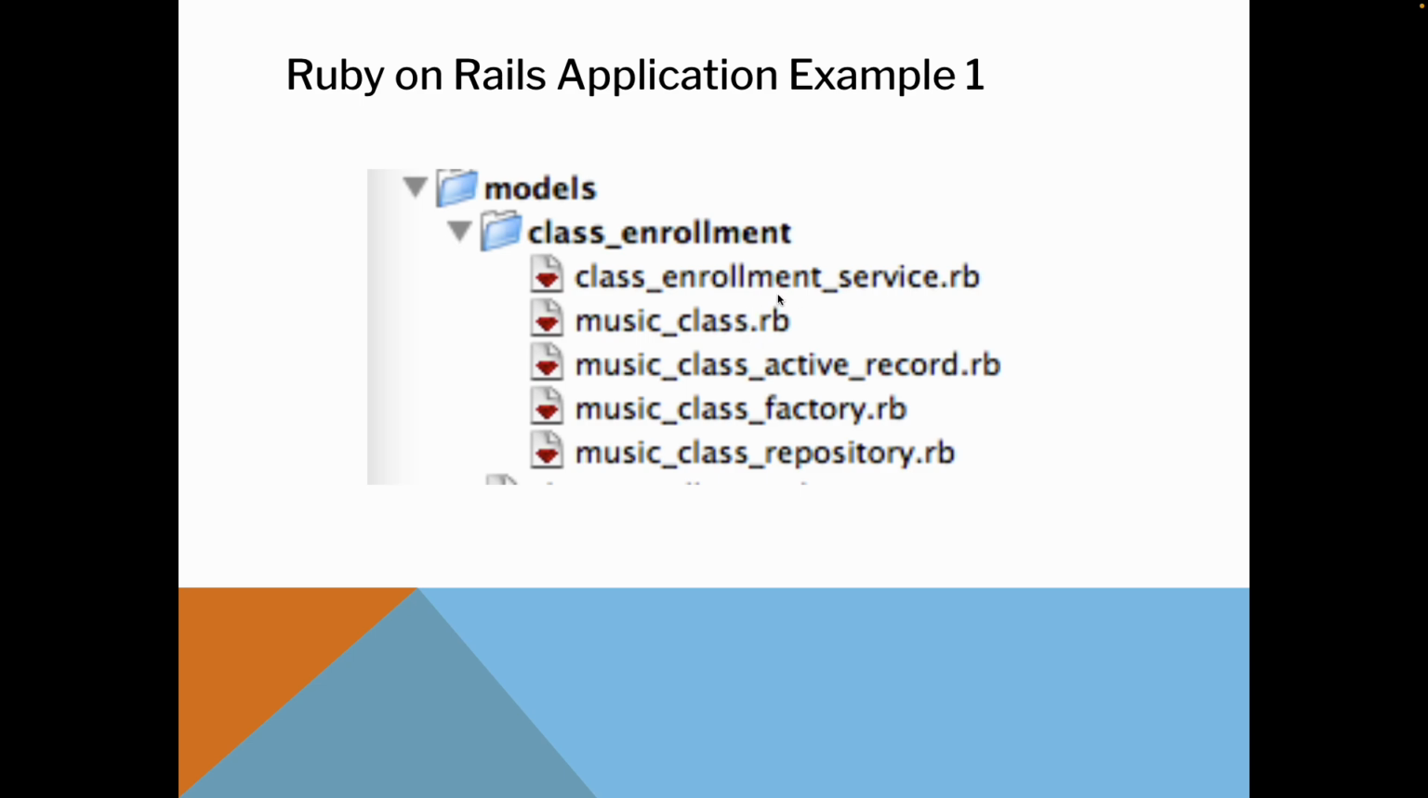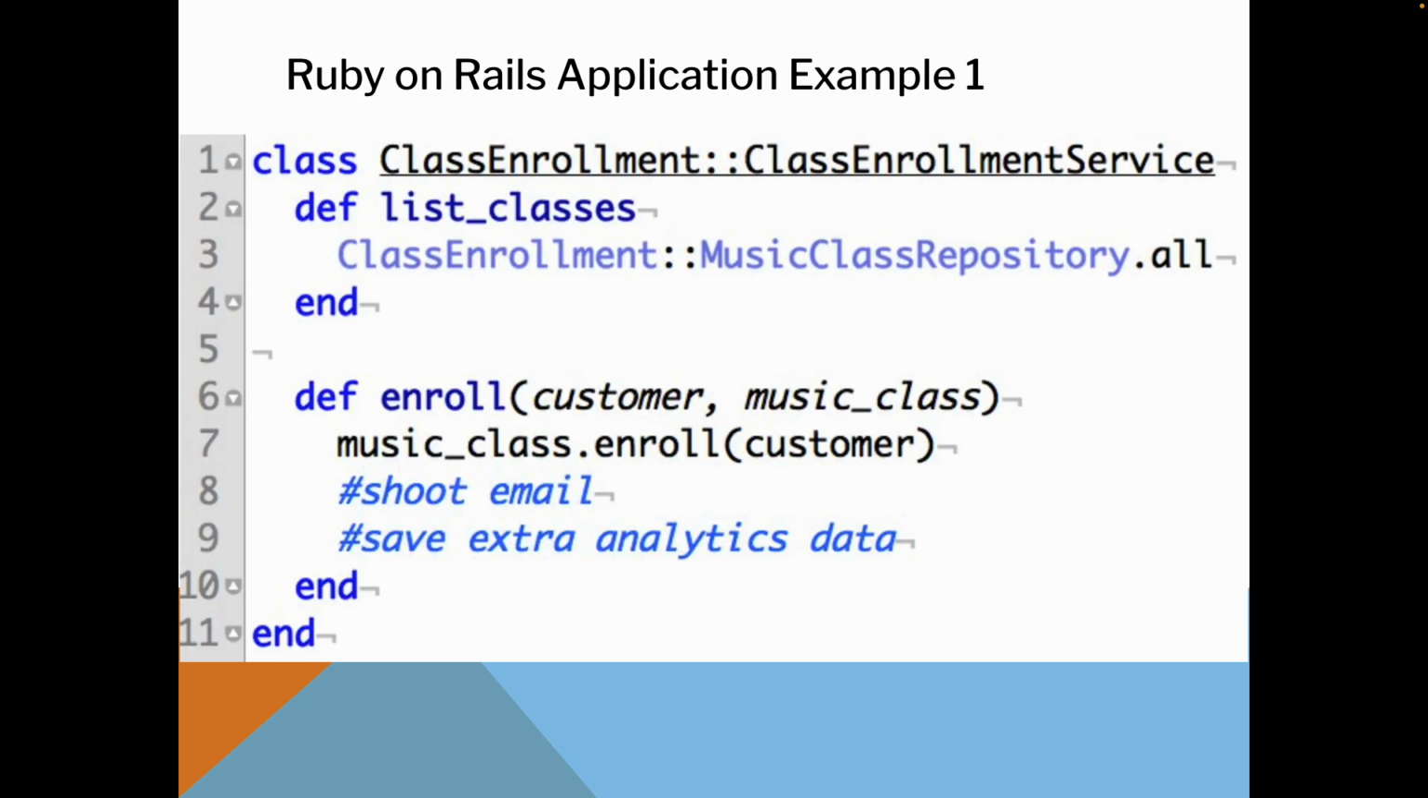So it's basically, we have a music class model, but then we have the music class active record entity, and then we have a music class repository, and then we have a factory, and a class enrollment service. Now, this is just exaggerating the application of the principles of DDD just to illustrate them. I don't recommend doing this in real work. It's over-engineered, honestly, but it's just illustrating, okay, here's this service.